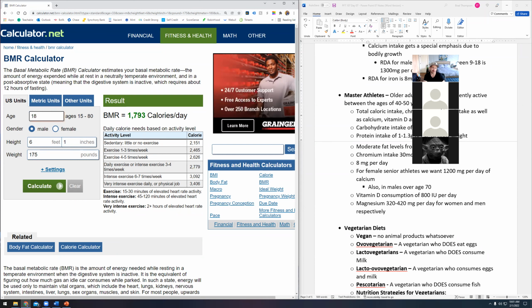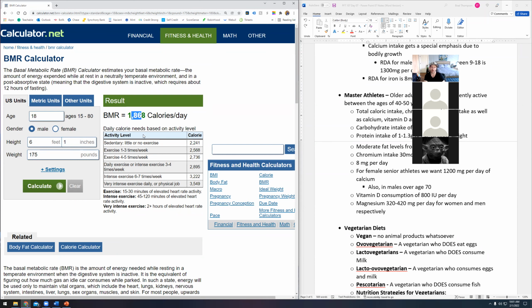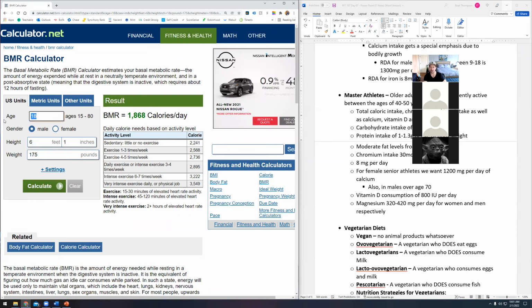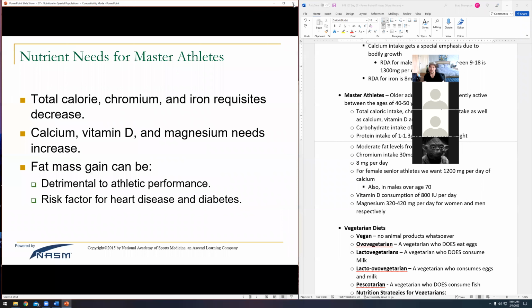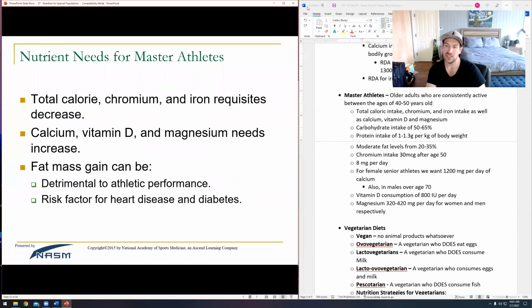We look at somebody like David, 18 years old, 1,868 versus somebody who's 60. Again, it's dropping down to 1,650. So it is going to make a difference there in terms of energy intake and stuff.